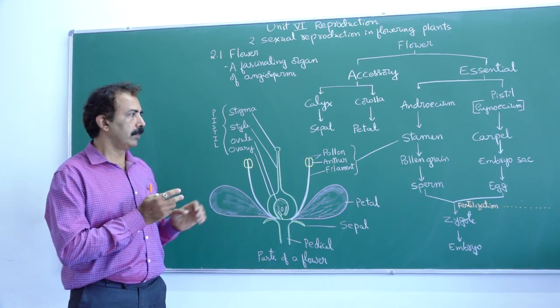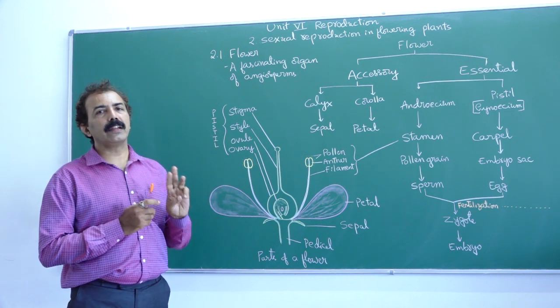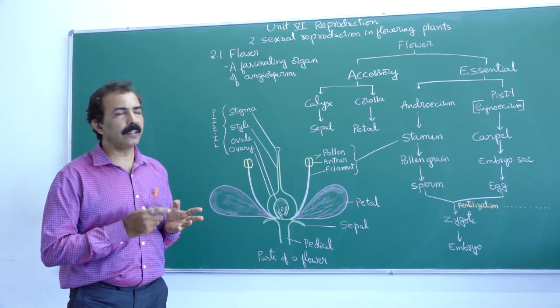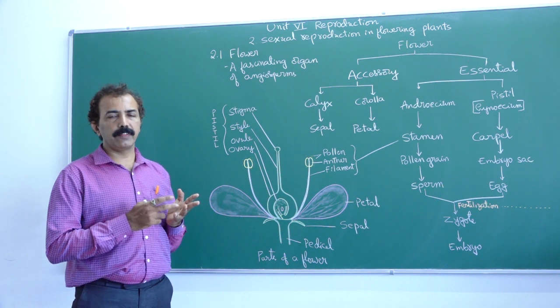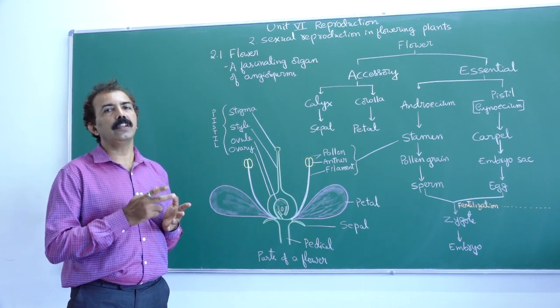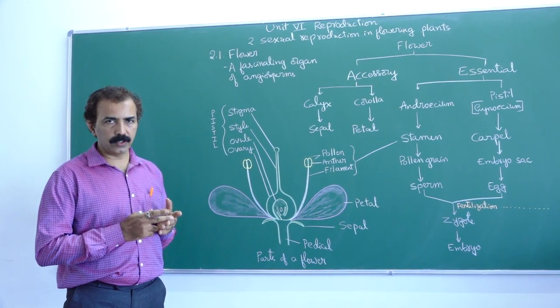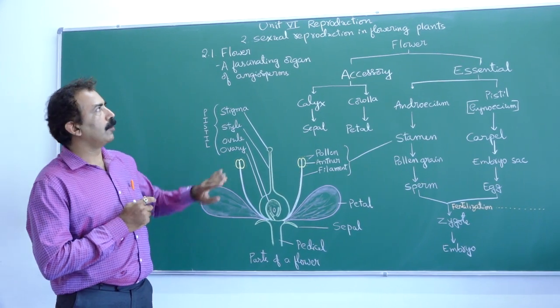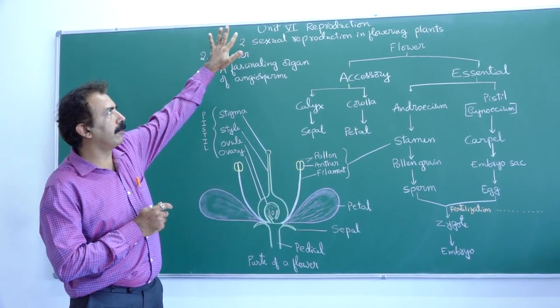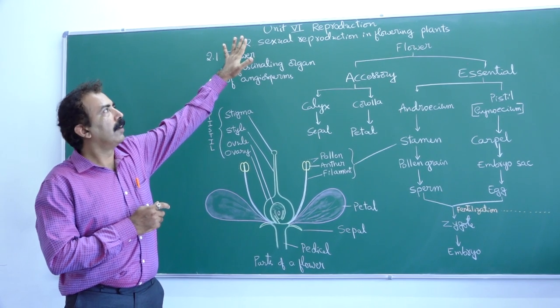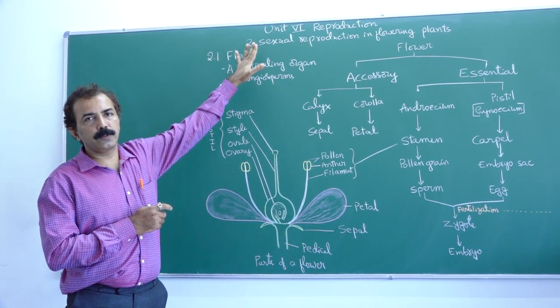Like before, here also we concentrate on three events, namely pre-fertilization events, fertilization and post-fertilization events. To remind you, it's a part of Unit 6, Reproduction, which is for 25 marks for the final exam.